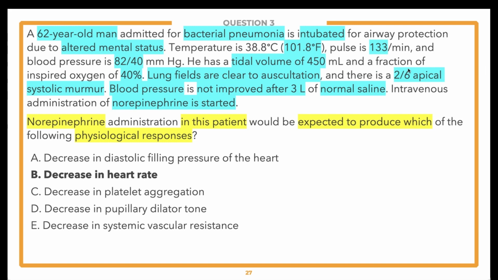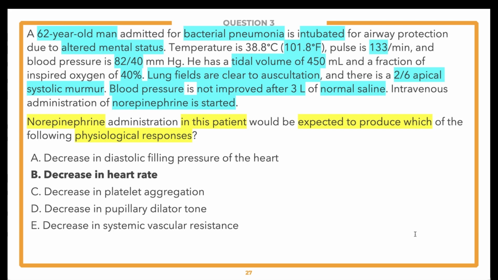Answer choice D here. We've got decrease in pupillary dilator tone. We're not going to have that here, right? Because if you have a patient on norepi, you're going to increase that systemic vascular resistance rather than decrease it, right? You're going to have also that venous return to the heart increase rather than decrease. And what will happen is you're going to have an increase in that pupillary dilator tone, which will cause contraction of the muscle, okay? So that's just something that norepi is known to do here, and it's the exact opposite of what it does.